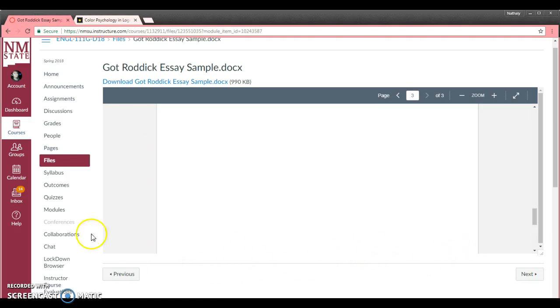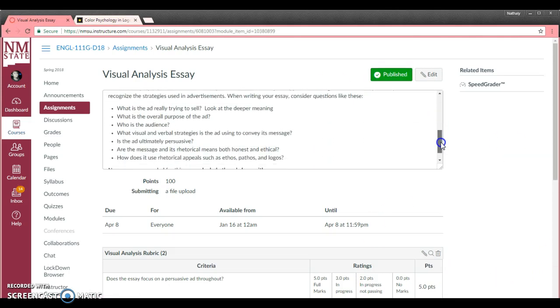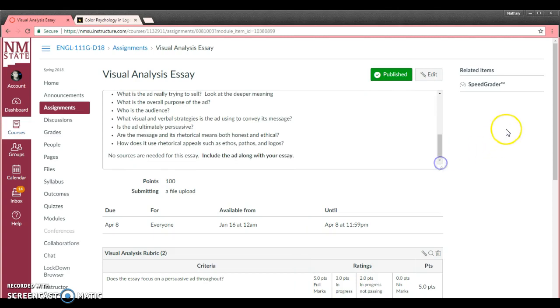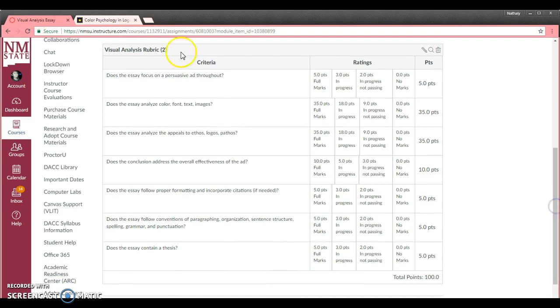So if we go back to the modules, the final thing I want to show you is the actual assignment. And if you go to the actual assignment, again, you will see the instructions that we just went over, but you will also see the rubric. So please go ahead and take a look at the rubric so that you can see what I am looking for and what each criteria is worth.